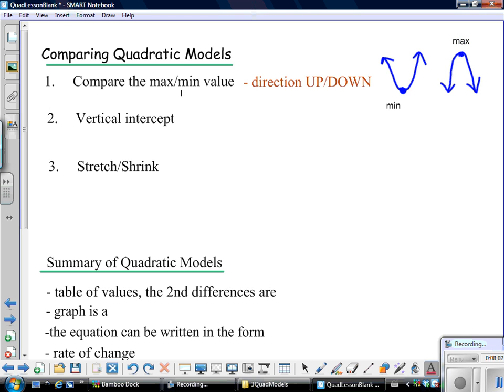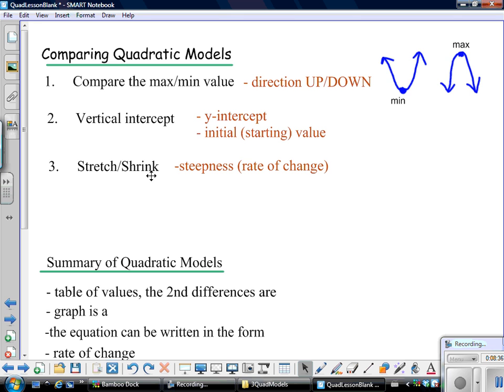So when we're comparing quadratic models with one another, we can talk about whether they have a minimum value, a maximum value, and where that's located. The other thing we can talk about is its vertical intercept. What that means is the y-intercept, the same way as we talked about when it was linear. And when we're talking about quadratic models, it's the initial or the starting value. It's what's happening if we're looking at something that talks about time. It's the starting time. The other thing we can talk about when we're comparing has to do with the stretch or shrink. In other words, the steepness of the graph.